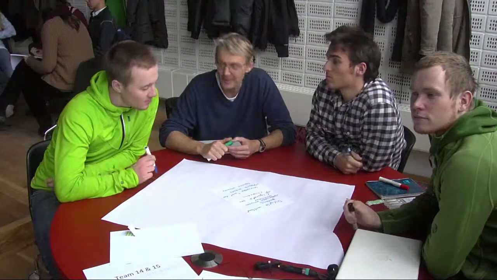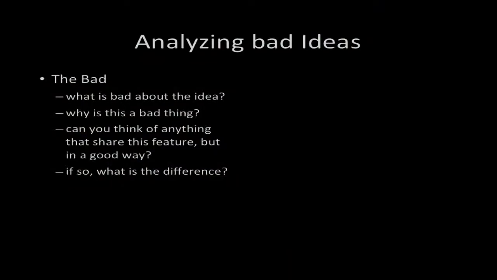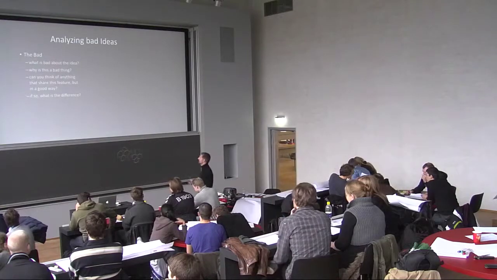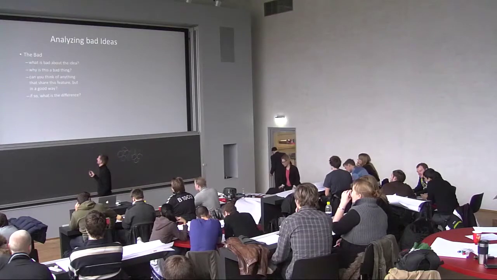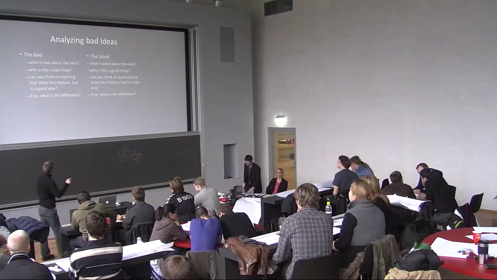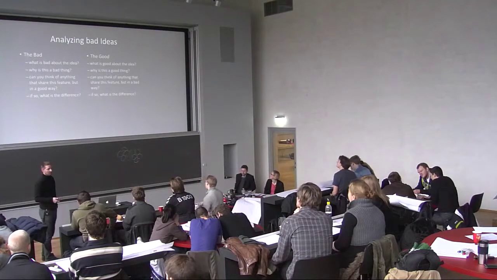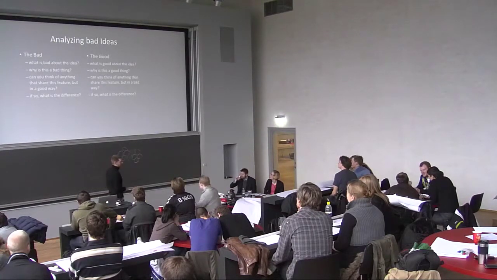Attention, guys. All right. So the task now, you have your three bad ideas. The task is now to analyze them. So first, you go through what is bad about the idea. Why? The important question is, why is this a bad thing? Whatever it is in the idea. And then try to think, can you think of anything that shares this feature, but in a good way? And if so, what is the difference? Then afterwards, you take what is good about the idea, and why is that a good thing? In the same way, can you say anything that shares this feature in a bad way? If so, what is the difference?